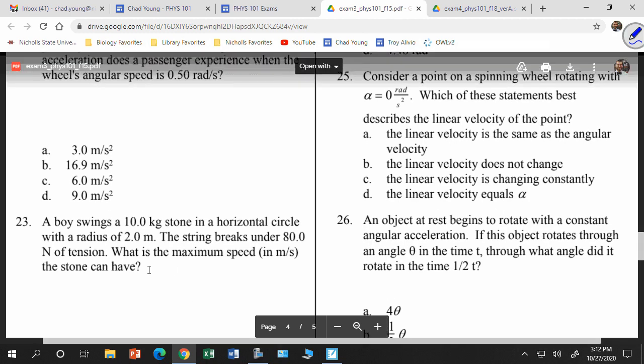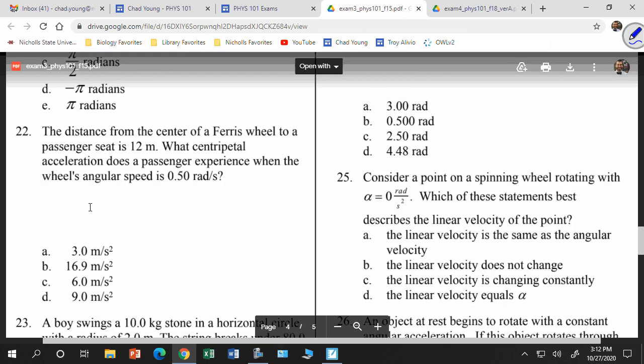And number 23 is another centripetal force problem. But let's look at 22. I have a Ferris wheel. The radius is 12 meters. And I want to know what is the centripetal acceleration when the angular speed is 0.5 radians per second.